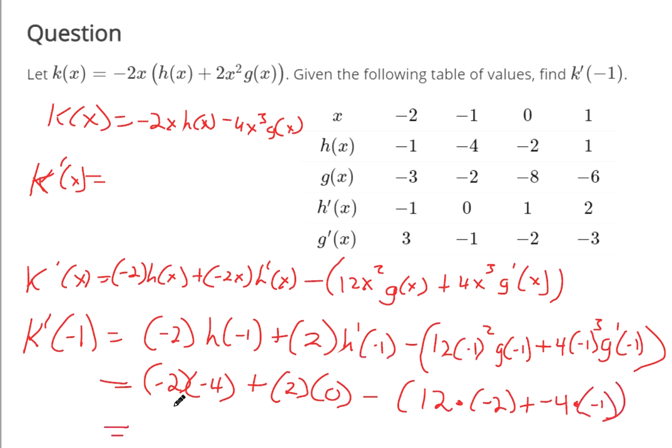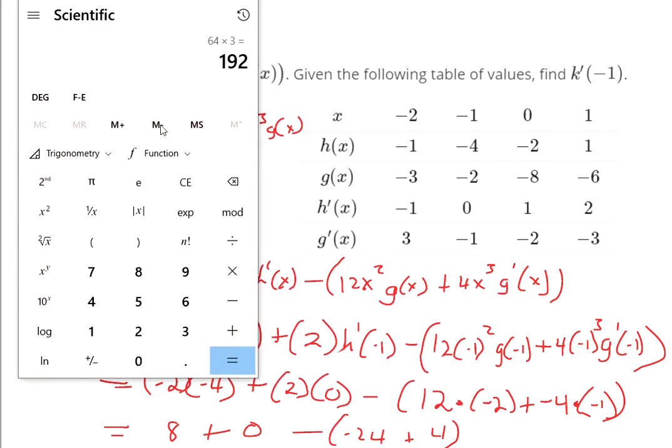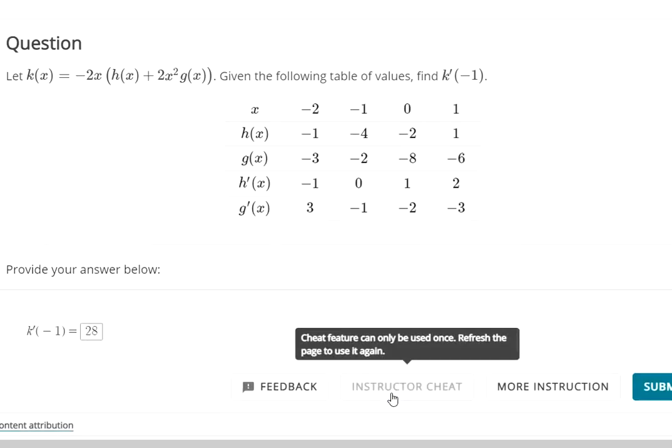So more simplification, negative 2 times negative 4 makes 8. That's 0. And then this is negative 24. Plus 4. So that's going to be negative 24, that's negative 20, so minus the negative 20, that's plus. Just doing some quick arithmetic. Oh, that's supposed to be just 28 when you finish out that arithmetic. Did I get it right? Phew.